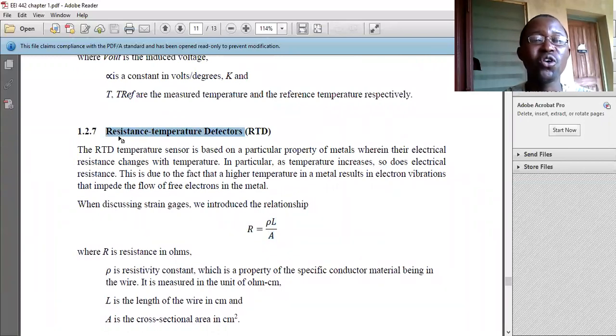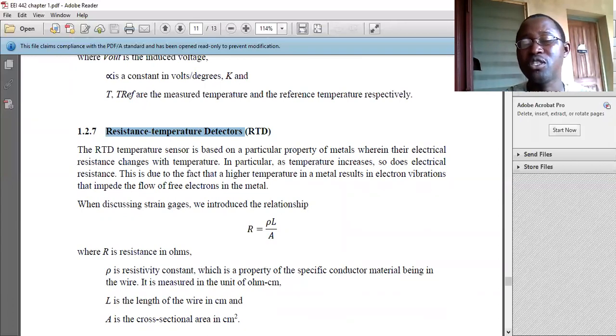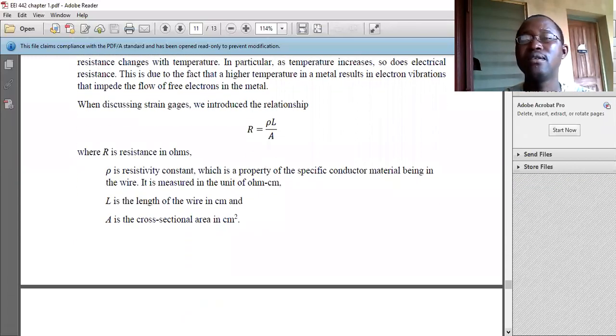A resistance temperature detector detects changes in temperature based on changes in resistance. That change of resistance is caused by a change in resistivity of the metal used in the device. That's the very simple and straightforward principle of operation of the RTD, the resistance temperature detector. I hope this is very clear because we're going to move on now.